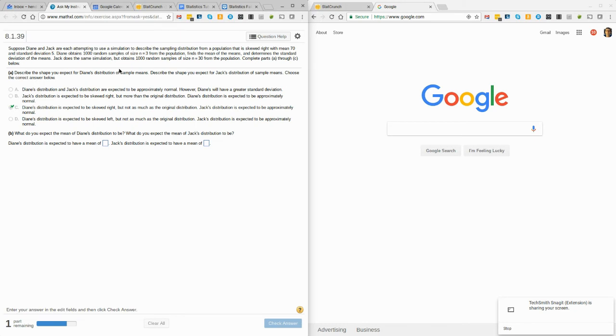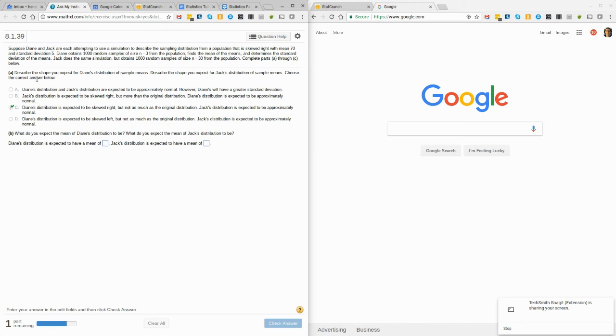But we know that Diane obtains 1,000 random samples of size 3, right? Each sample has 3 people in it from the population, or 3 things in it. Whereas Jack does the same simulation of 1,000 samples, but with 30 in each of the samples.